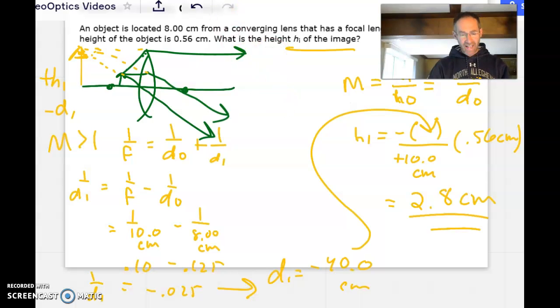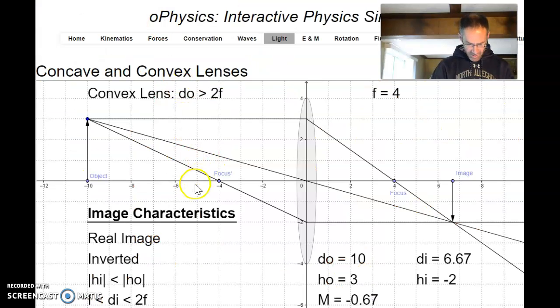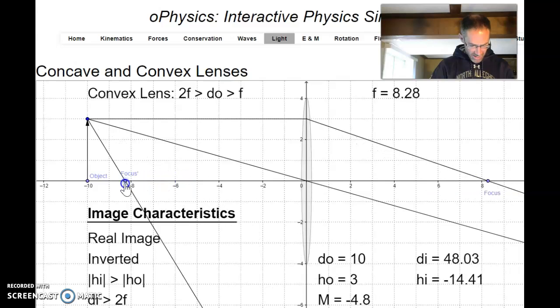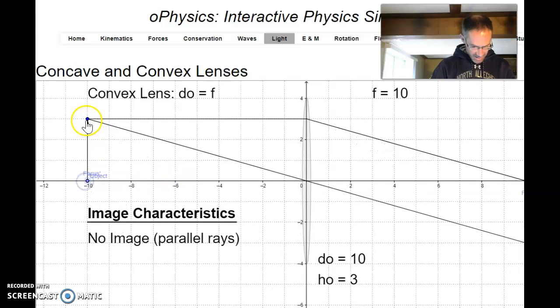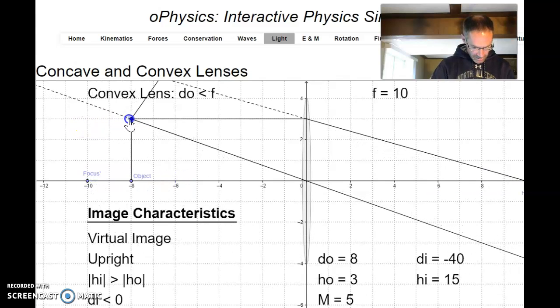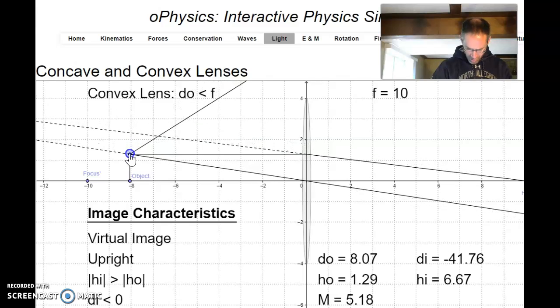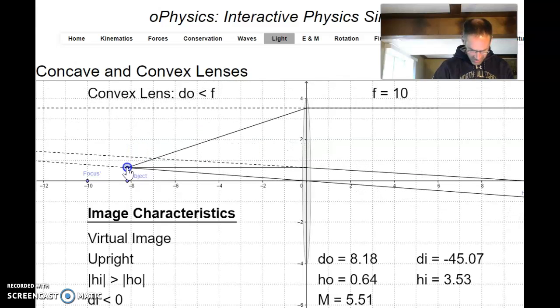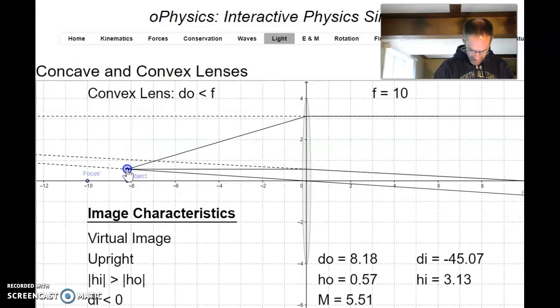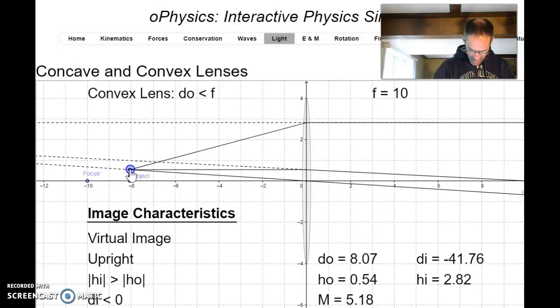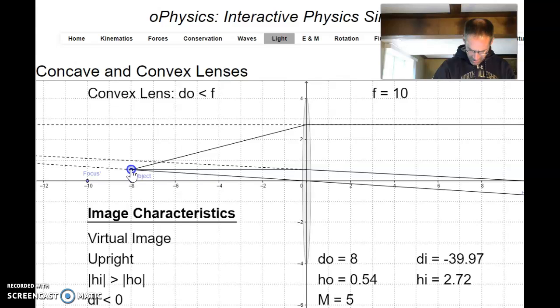Now we could just check that over on the simulator. We could come and make our focal point that negative 10 like I had before, and we could make the object at negative 8, and now I'm going to make it small. Let's see if I can make it to 0.56 like they wanted it to be. That's pretty good, pretty close. We're going to go with that and make the 8 as close as I can.